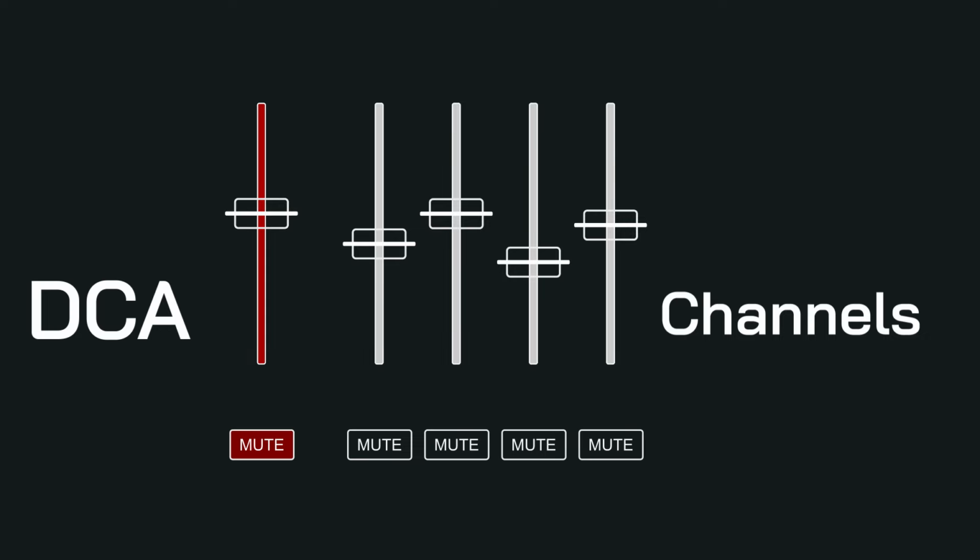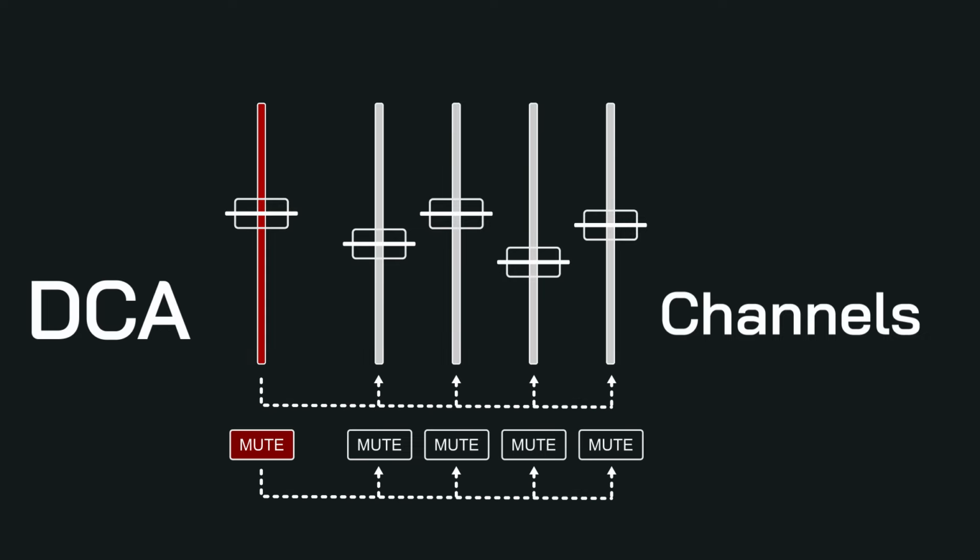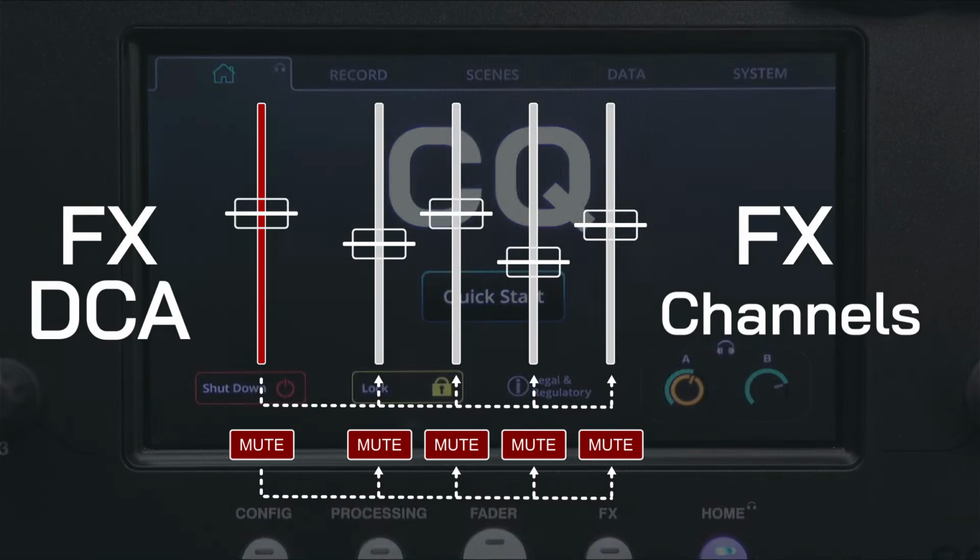DCA stands for Digitally Controlled Amplifier. These can be thought of as a remote control to adjust the send level to the main LR and the mute button for multiple channels at once. For example, you could include all effects in a DCA so you could adjust their level with a single fader, as well as mute all of them between songs.